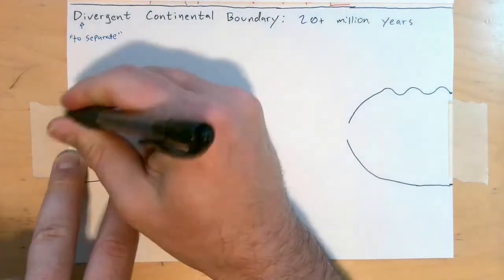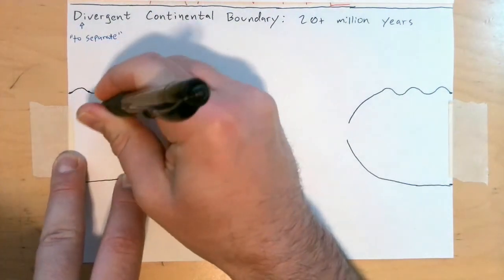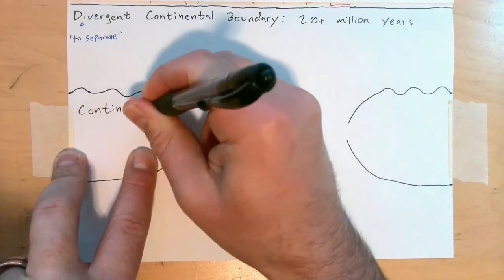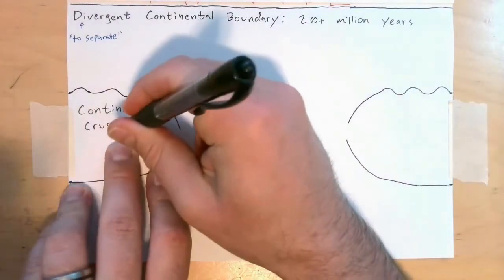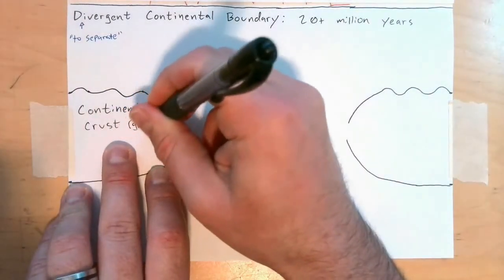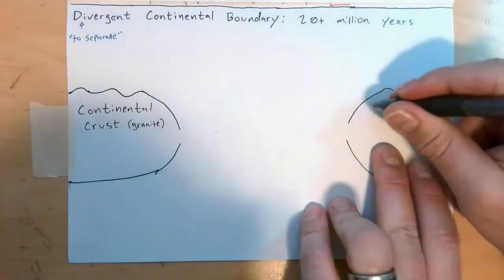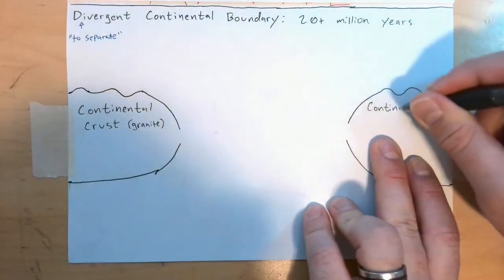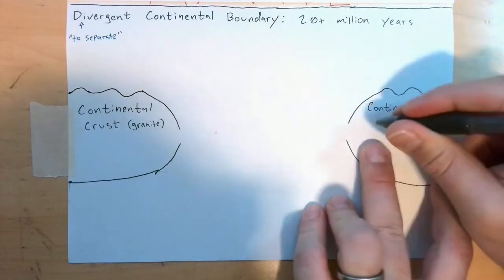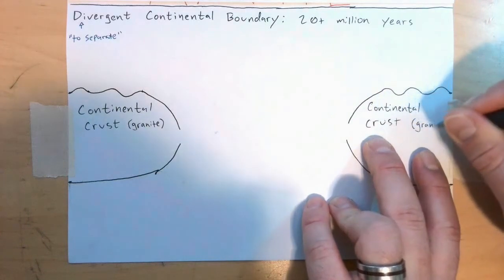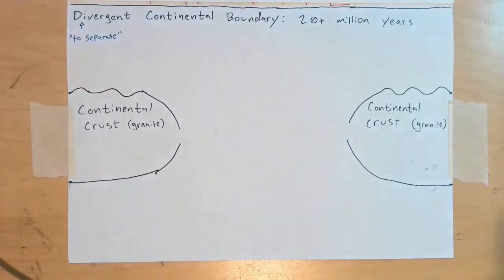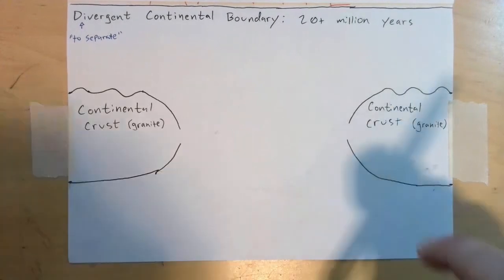So still using my black, I have the continental crust, which is, of course, made out of granite, mostly. And same thing on the far side, continental crust, which is made of granite. In the middle, though, something very strange will happen.